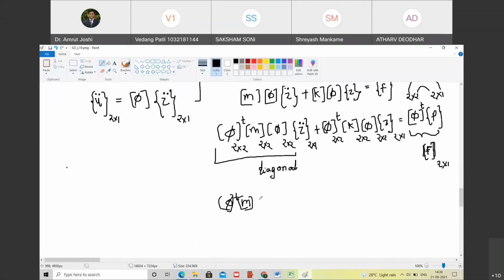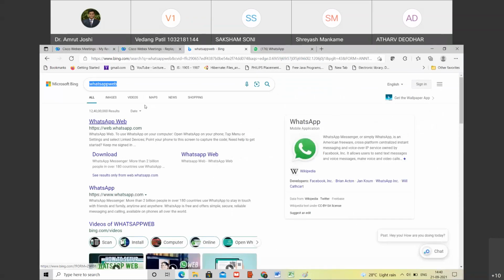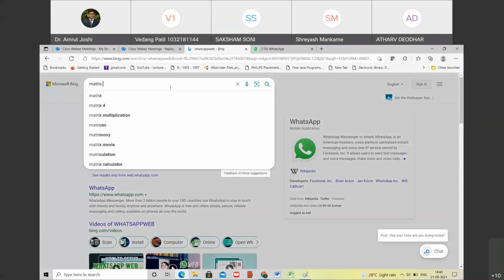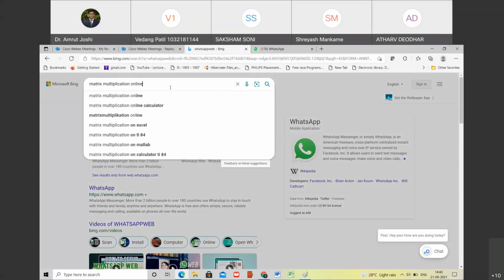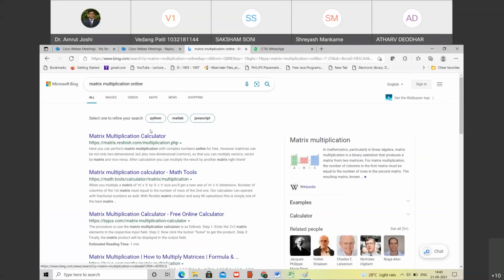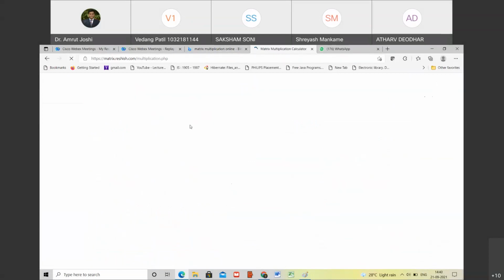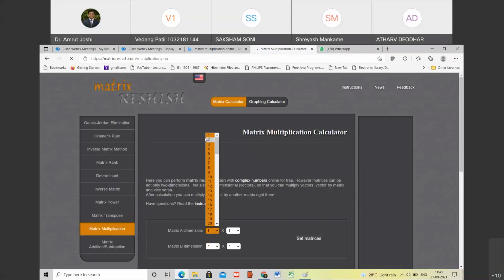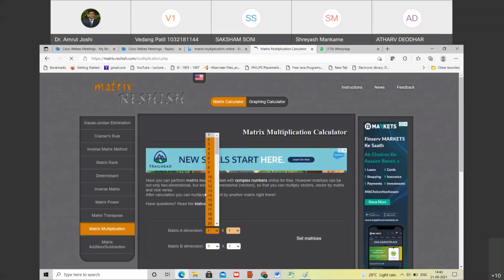So let me calculate that. What is phi transpose M matrix? It is going to be a 2 cross 2 matrix, so that can be done by matrix multiplication. Are you with me? Yes, sir. So let us do that. Both the matrices are 2 cross 2 matrices.